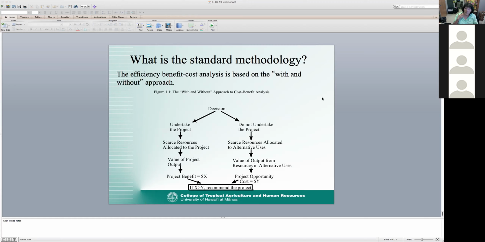So again, you're always doing a with and without. And because you have two alternatives, it lets you identify these opportunity costs. And we'll talk more about that on Tuesday when I present an actual project analysis, so you can see what this is.